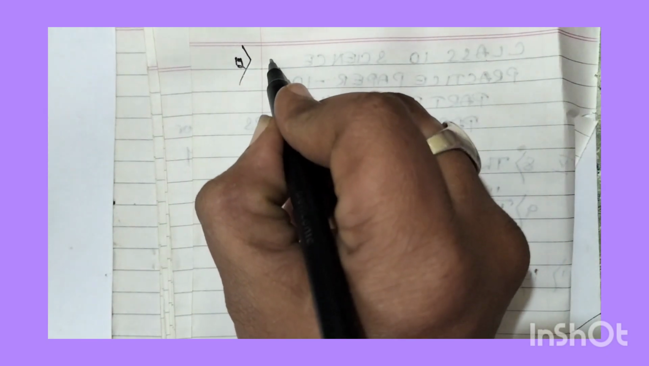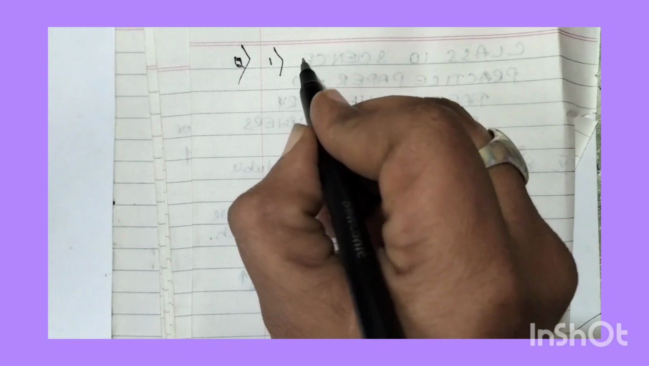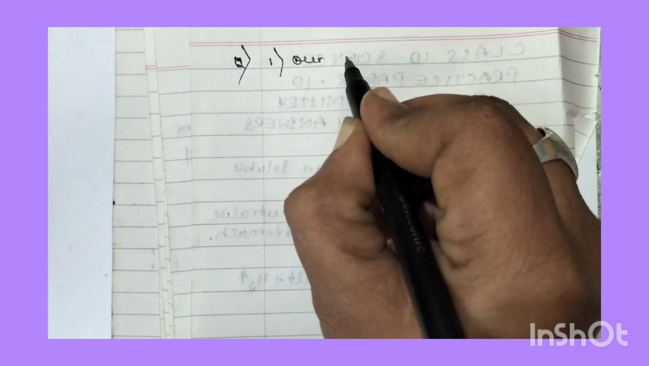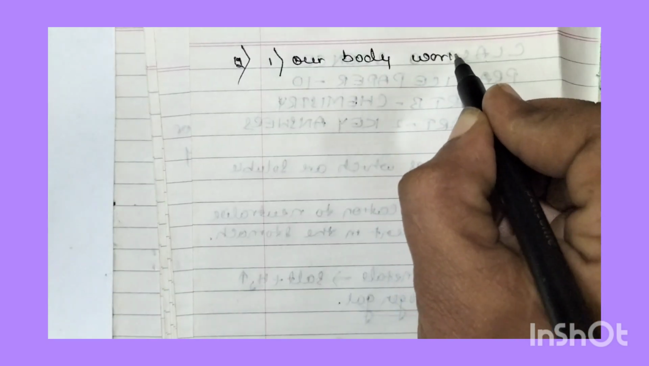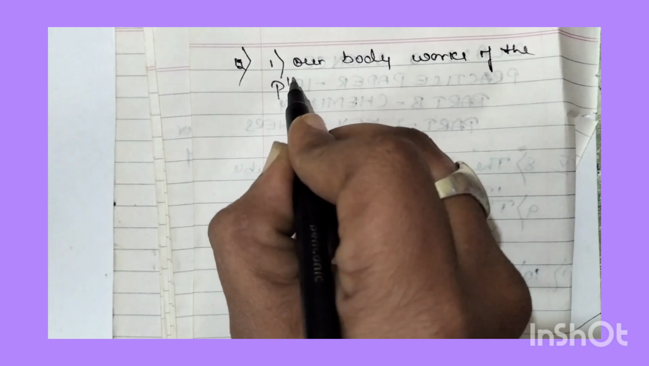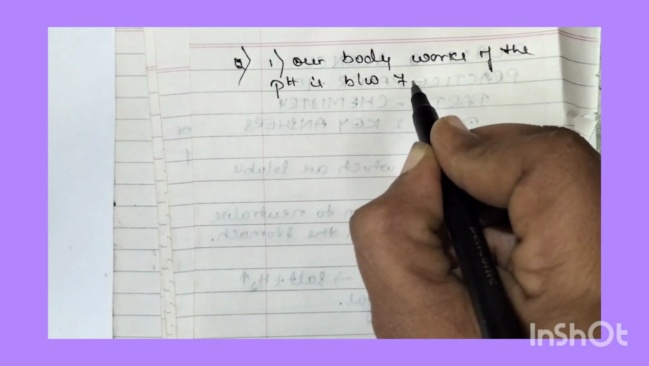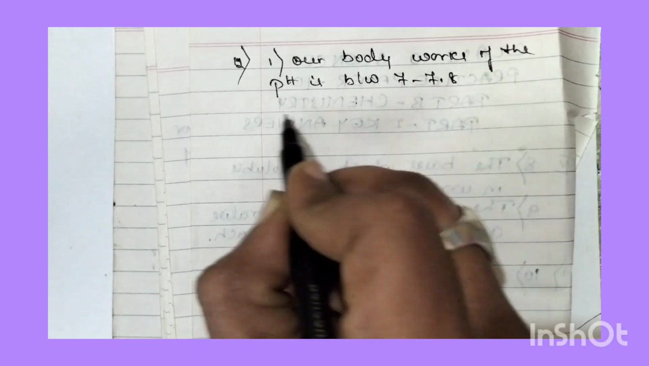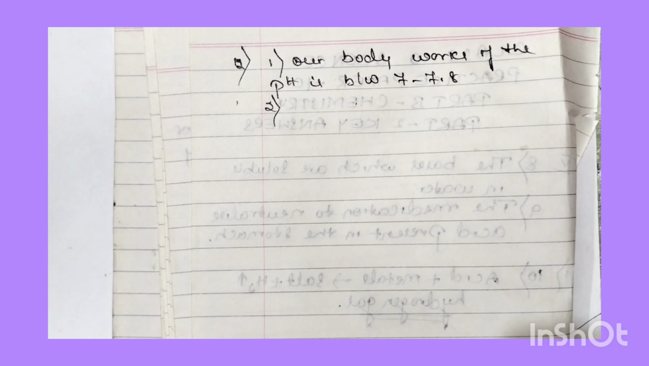So the first one is our body works if the pH is between 7 to 7.8. This is the first use of pH in our daily life.